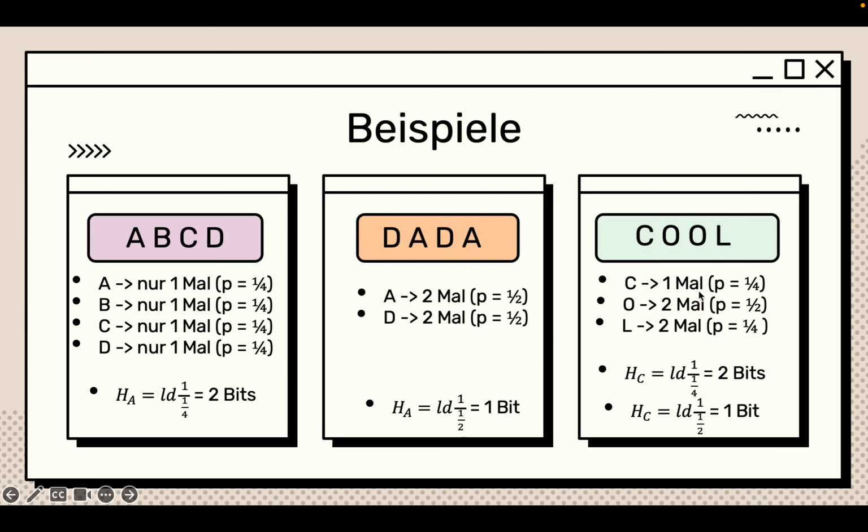Over here is the same thing. We have C only 1 time, so it's 1/4. O 2 times, so 1/2. And L should be 1 time, actually, not 2 times. It's false. 1/4. So that's what we put here. HC is going to use 2 bits, and HO, it should be O, not C, is going to use 1 bit to store the character O.